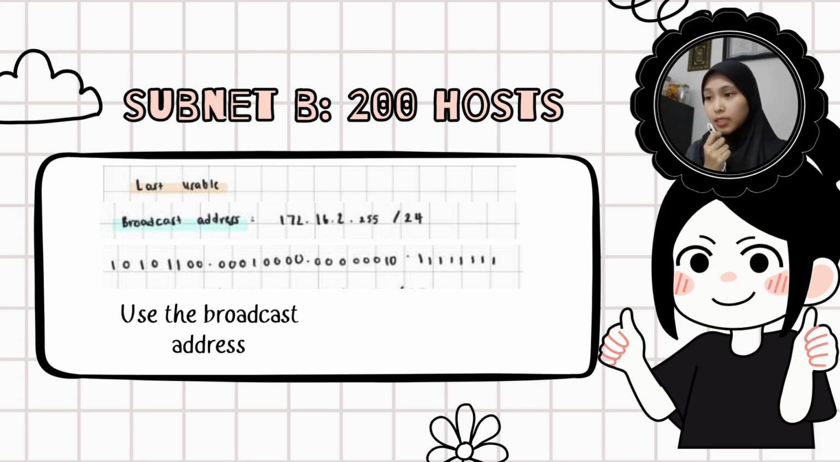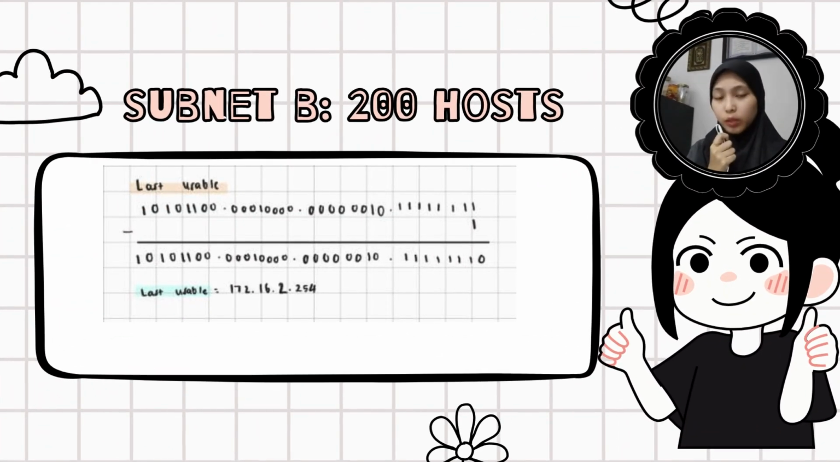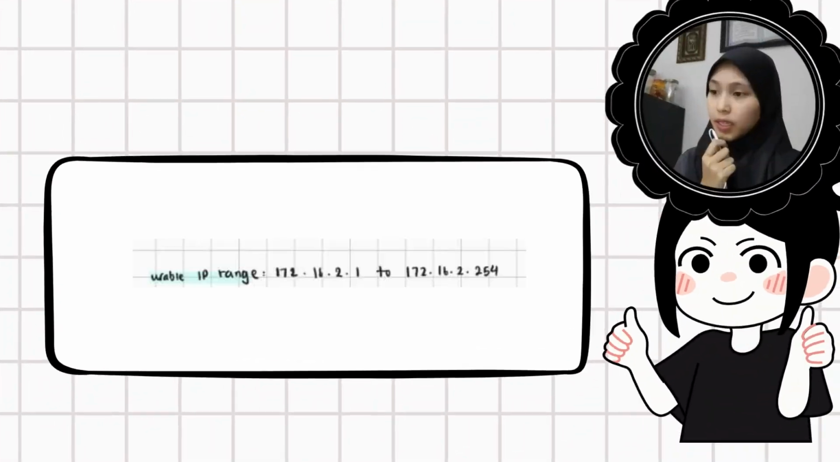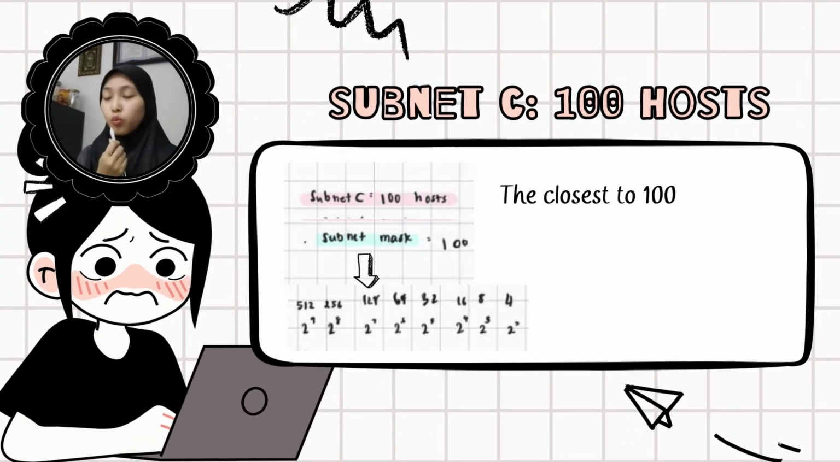After I find the first usable, I'm going to find the last usable. I'm going to use the broadcast address, which is 172.16.2.255, and convert it to binary. And then I'm going to subtract 1 from the back, and then convert it to decimal, which gives 172.16.2.254. After that, I get the usable IP range, which goes from 172.16.2.1 to 172.16.2.254.